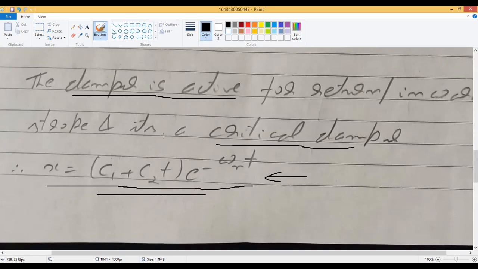Therefore, there is a value t which has been placed at this position. And as far as the values of C1 and C2 are concerned, they are going to be found using the initial conditions which have been supplied to us. So let me just come back to the last part of this particular problem.